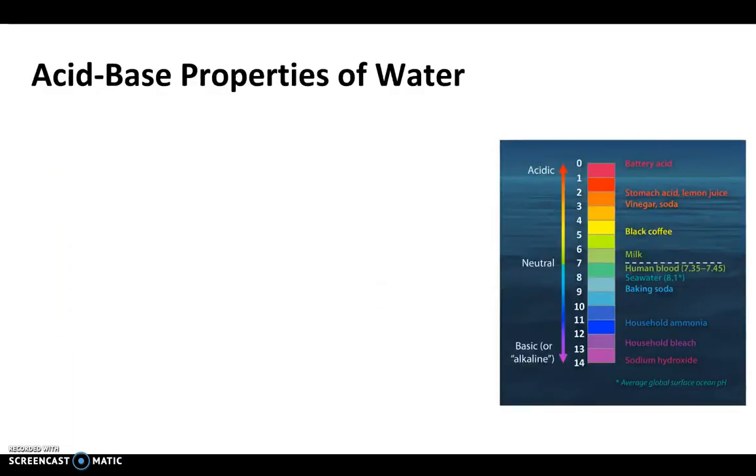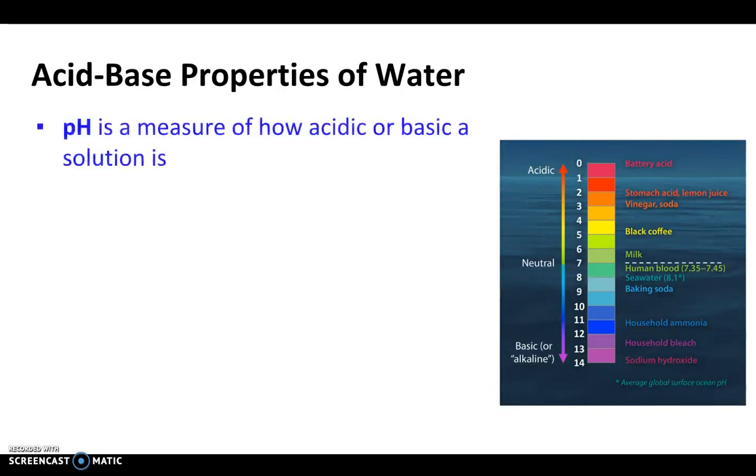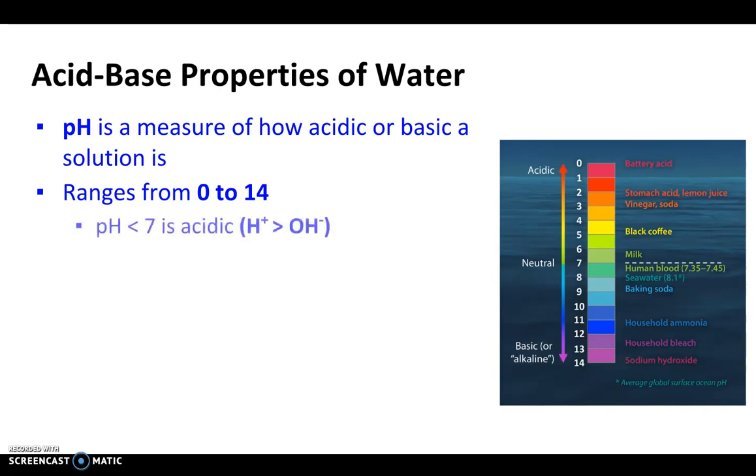So acid-base properties are an essential part of water. And so the pH is a measurement of how acidic or basic a solution is. It ranges from 0 to 14. It can actually go bigger than that. It can be negative and it can be higher than 14, but that's very rare. And acids that are lower than 0 and bases that are higher than 14 are pretty darn dangerous, so we don't encounter them very often.